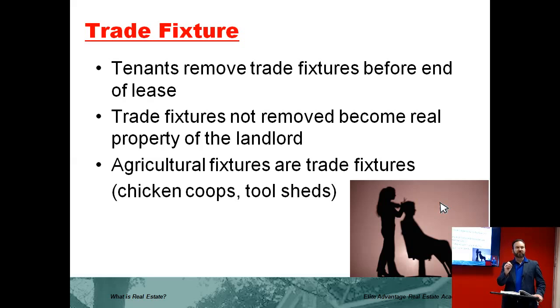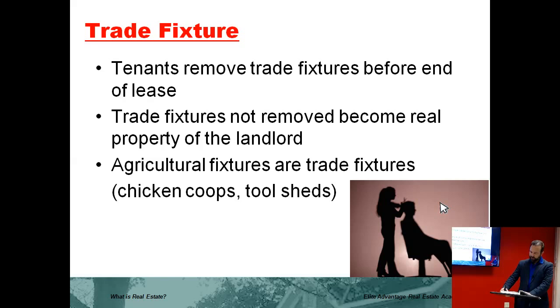Usually what precedes that is a definition. So if we go over something and we don't tell you to highlight that, that's probably an area you want to highlight as well, because that's somewhere in one of the test questions. Okay, examples of trade fixtures could be barber chairs, sinks, store shelves, bar equipment, chicken coops, things like that.